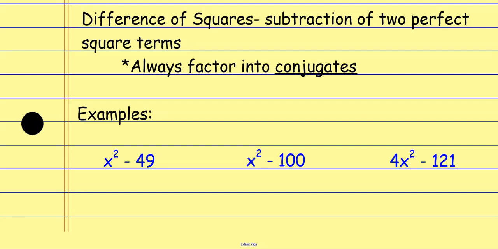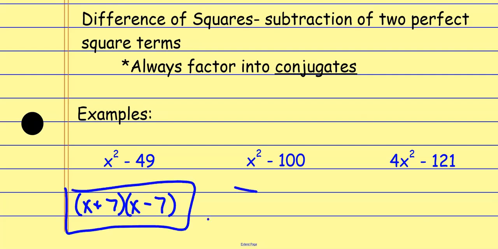For example, if I look at this guy, here, x squared is a perfect square. It's kind of in the name, x squared, right? 49 is a perfect square, and there's subtraction, which means this is going to factor into conjugates. One will be a plus and one will be a minus. And then essentially filling this in is like taking the square root. The square root of x squared is an x. The square root of 49 is a 7. And those are my factors, okay?